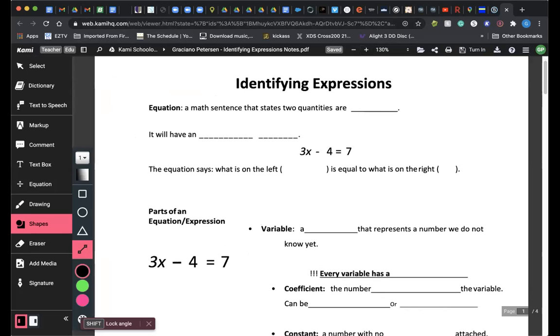Okay, let me pause my share real quick just to check on the notes. Okay, let's go into these notes now.